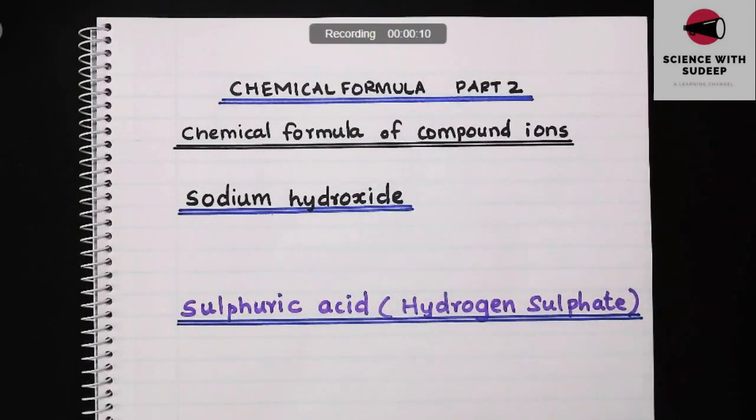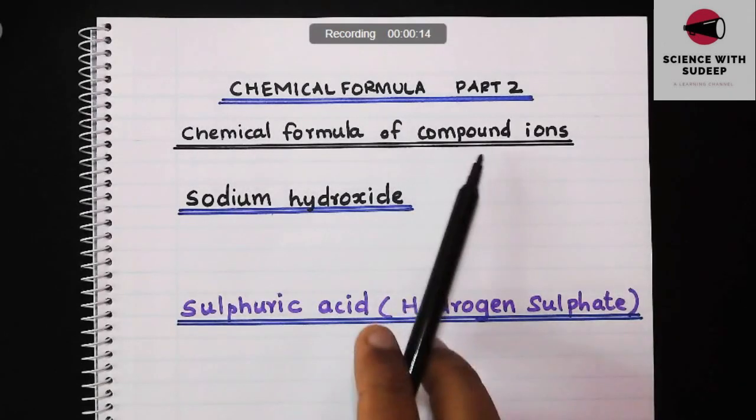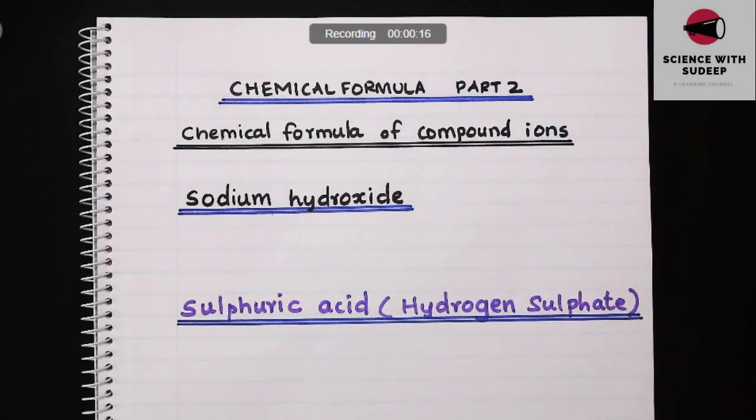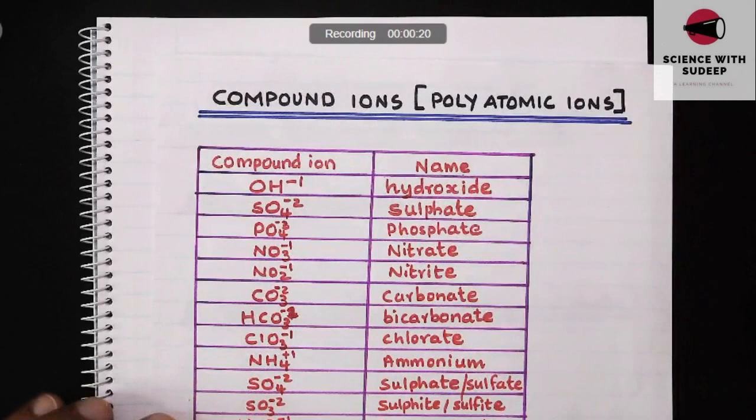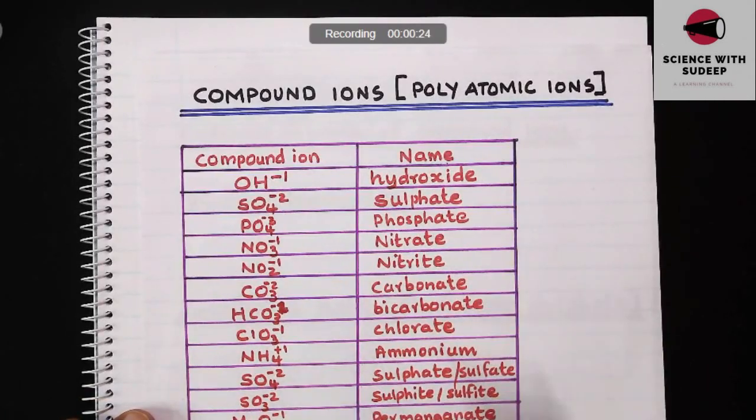Today's topic is chemical formula part 2. This is a continuation of the video in part 1. In this video we're going to check how to write the chemical formula of compound ions. We have to know who the compound ions are.